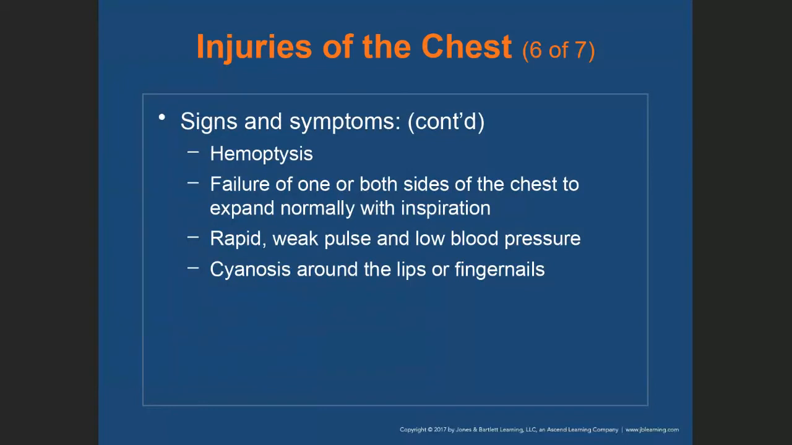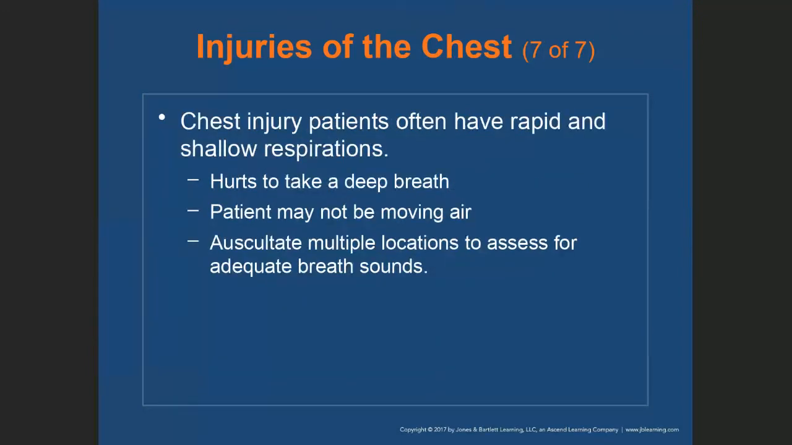They can have a rapid weak pulse and low blood pressure, and cyanosis around the lips and fingernails. Chest injury patients often have rapid, shallow respirations because it hurts to take a deep breath, and the patient may not be moving air appropriately. Auscultate multiple locations to assess for adequate breath sounds. So you need to ensure that you listen to their lung sounds early.